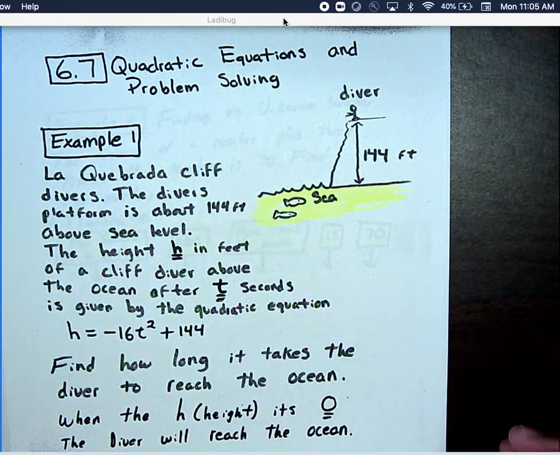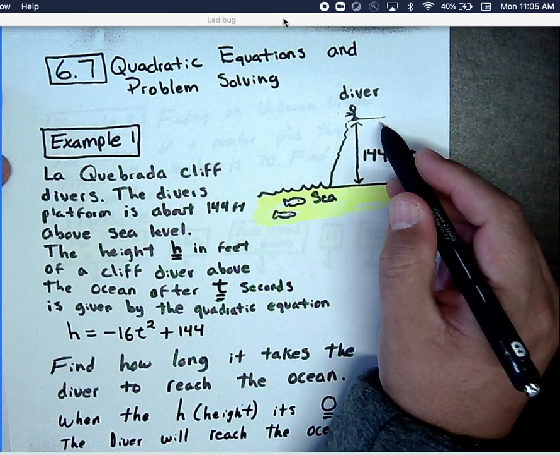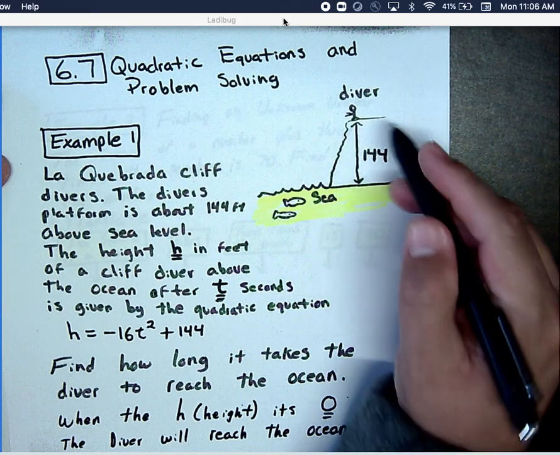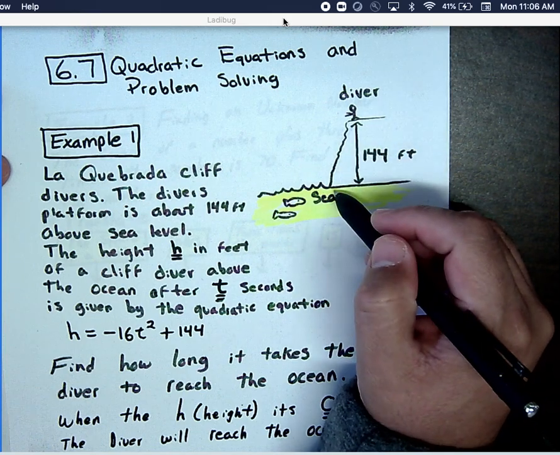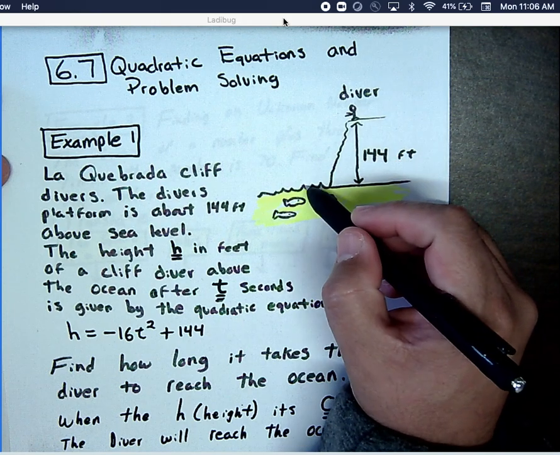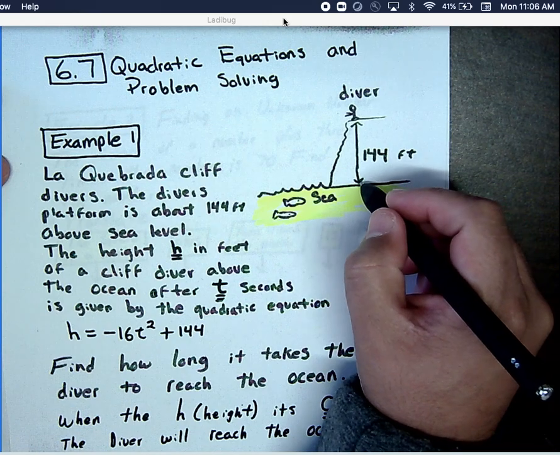So for example, example 1, they're talking about La Quebrada. It's a cliff in Acapulco, Mexico, if I'm not mistaken. So that's why I try to draw this cliff. It's very famous and people dive into the sea from the cliff, and the cliff is 144 feet high from the ground.